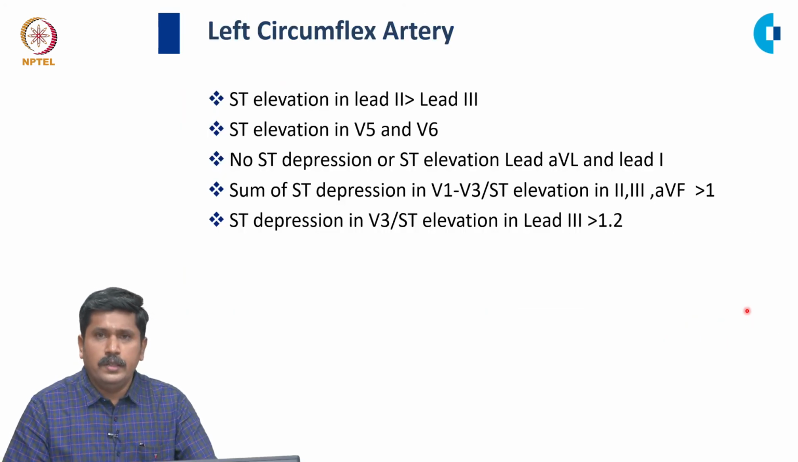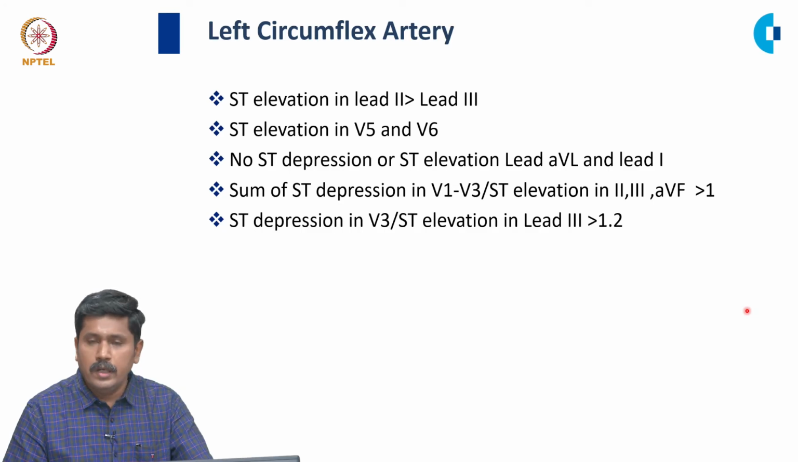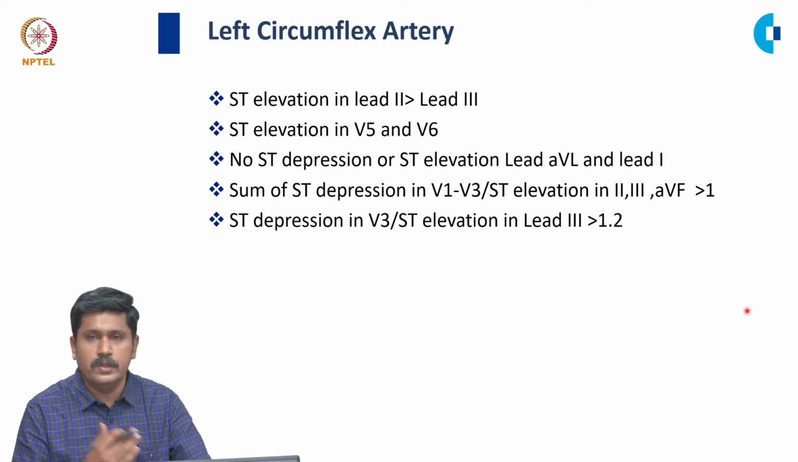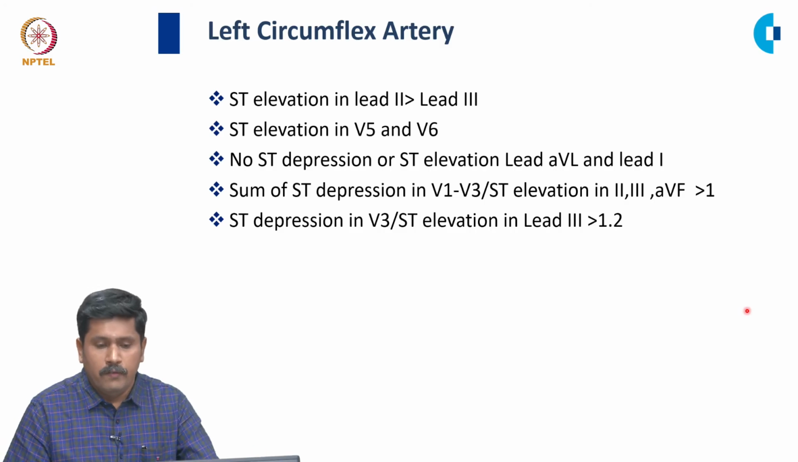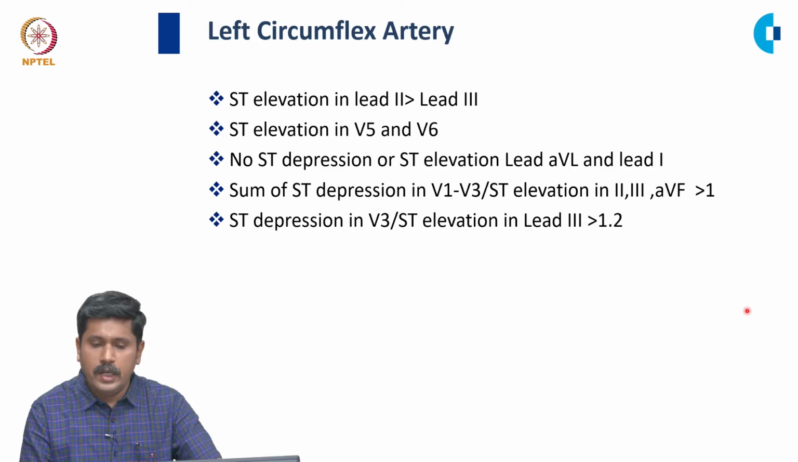In the left circumflex artery, the ECG manifestations include ST elevation in lead 2 more than lead 3 and ST elevation sometimes in V5 and V6. There is no ST segment depression in lead 1 and AVL, and sometimes there can be an ST elevation in lead 1 and AVL. The sum of the ST segment depression in V1 to V3 divided by ST segment elevation in lead 2, 3 and AVF will be more than 1. So this is just opposite to that of the right coronary artery, where the sum of ST segment depression in V1 to V3 should be less when compared to the ST elevation in lead 2, 3 and AVF. And ST depression in V3 divided by ST elevation in lead 3 is more than 1.2.